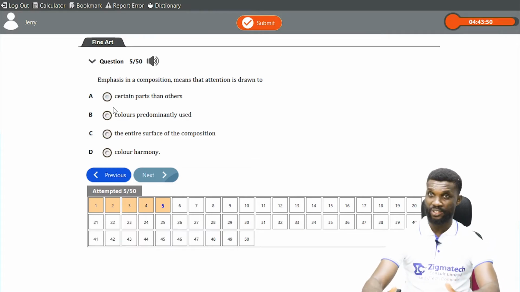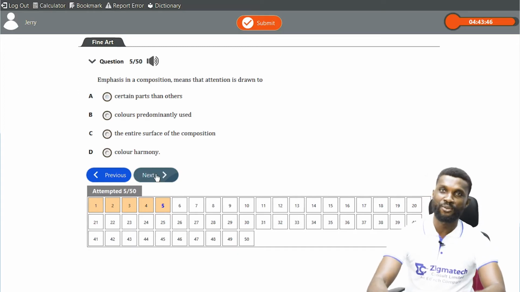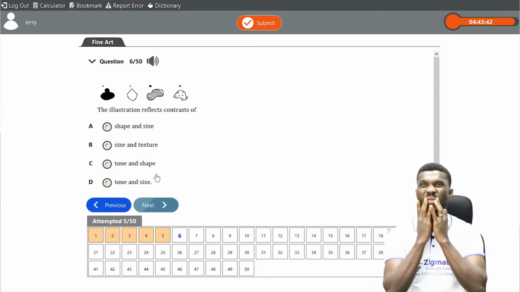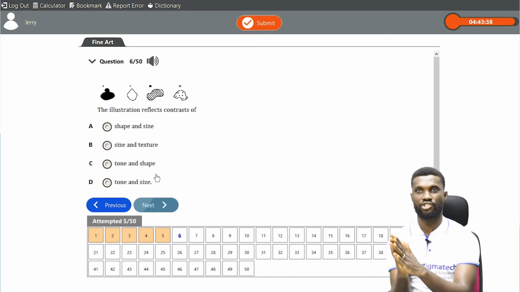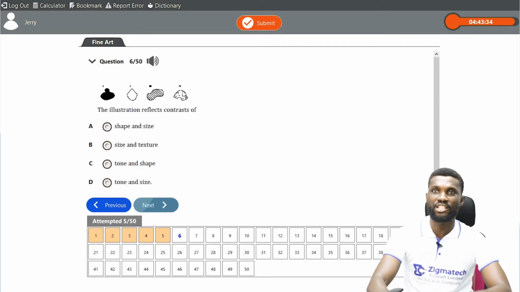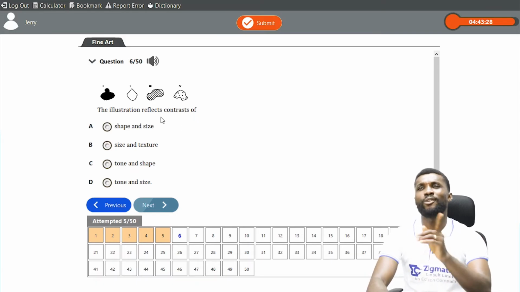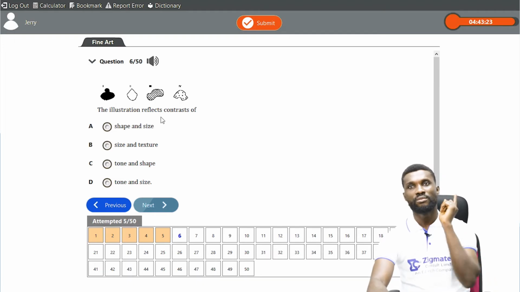I hope you're following and you're understanding exactly what we're saying. Beautiful. All right, so now let's continue. Let's go over to question number 6. The illustration reflects contrast of dash. If you look at the illustration there, you see different shapes, different forms, different tones and different grades. Now they say the illustration reflects contrast of dash.